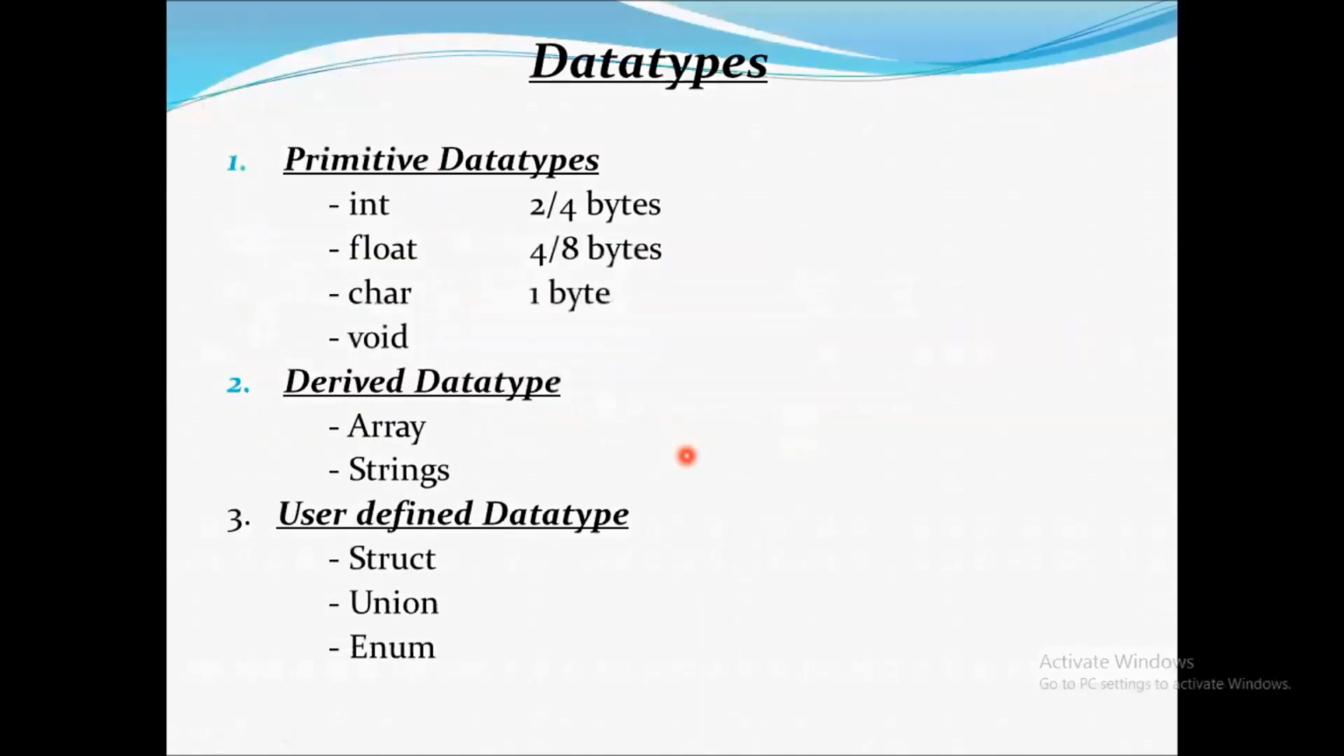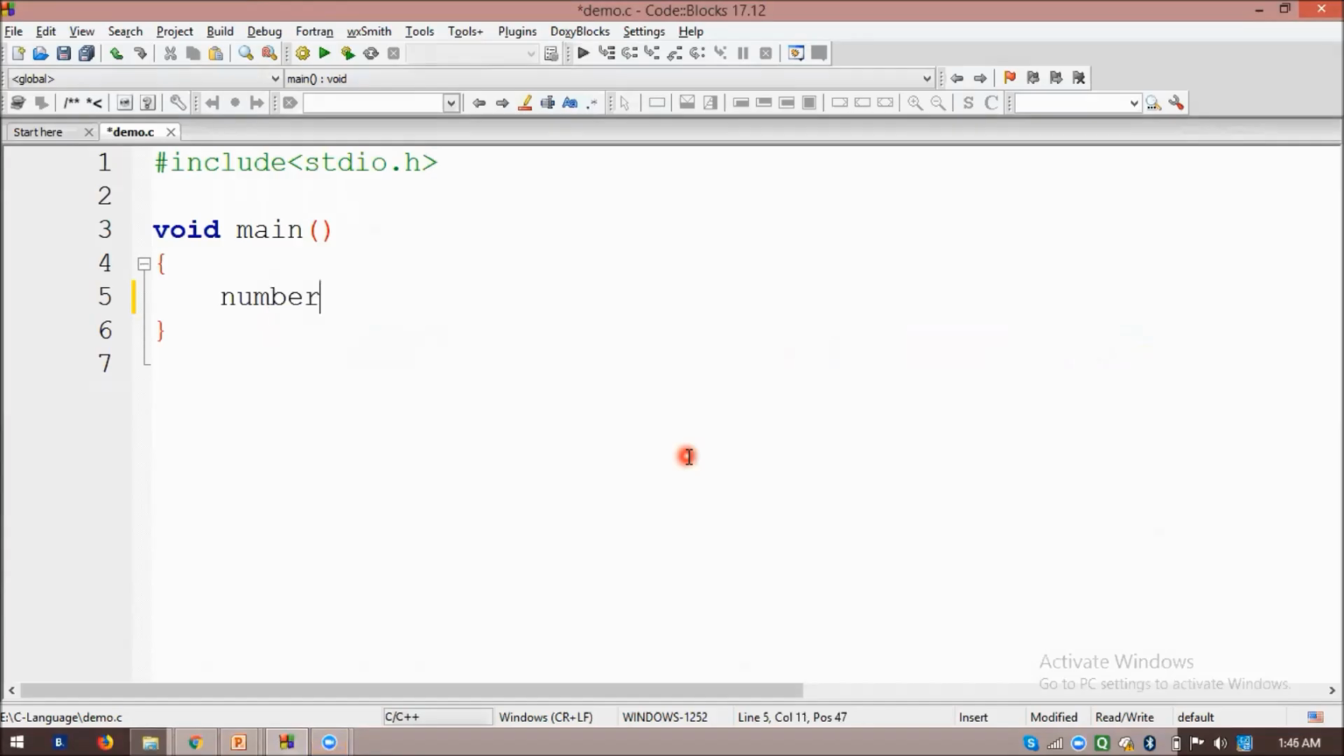Now, to store some value inside a variable, you should specify the data type of that value. So just declaring number1 is equal to 10 is not enough. You should specify the data type of this value. That means what kind of value will be stored inside this variable. That you should specify before you declare the variable name.